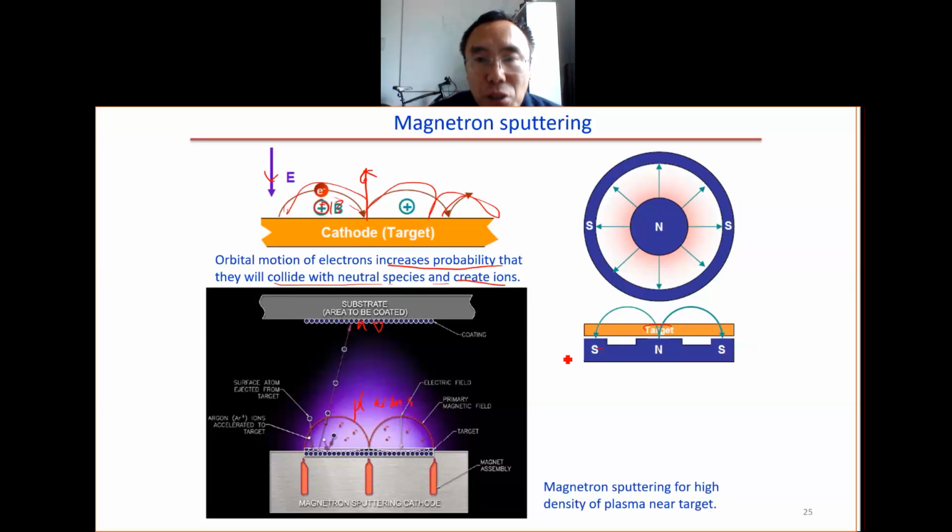Now those magnets are very strong. I used to be responsible for a sputtering machine, but each time it was very difficult to take the magnet off because they are too strong.